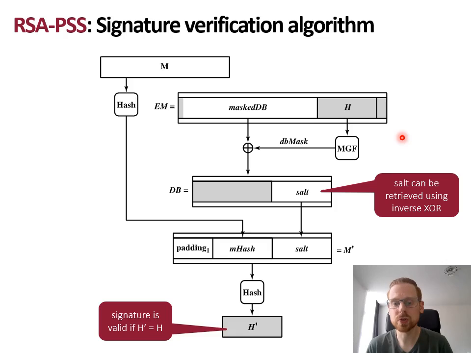This salt value ensures that if a sender signs the same message M twice, the signature will be different every time, and thus it will make attacks on the signature much harder.